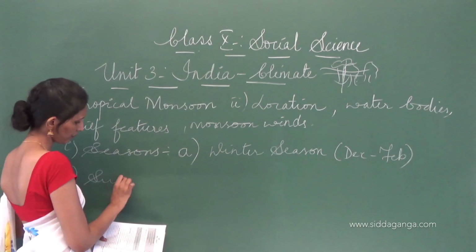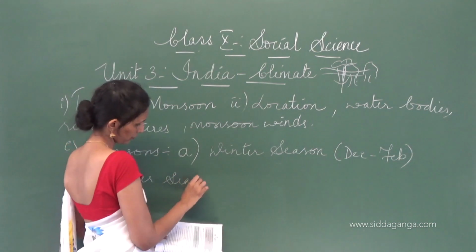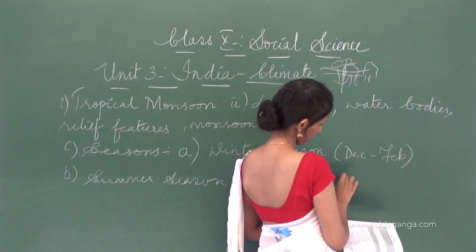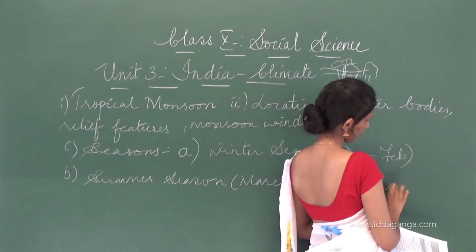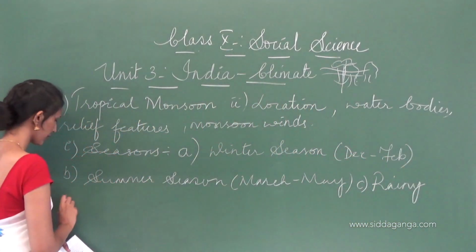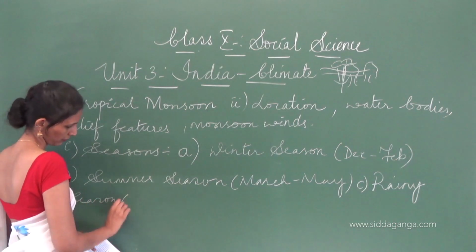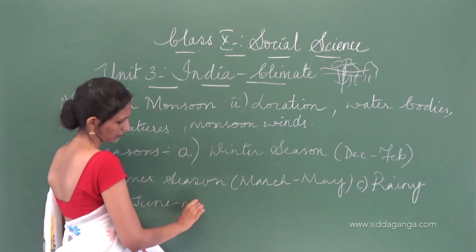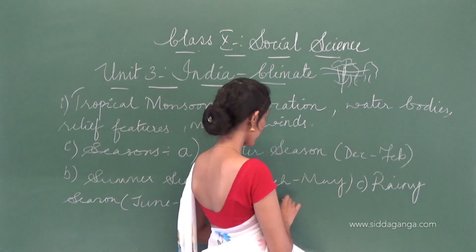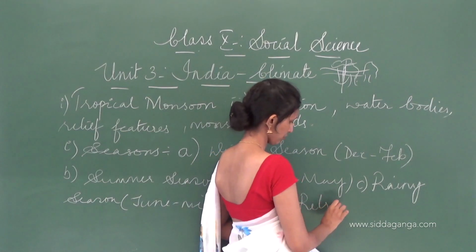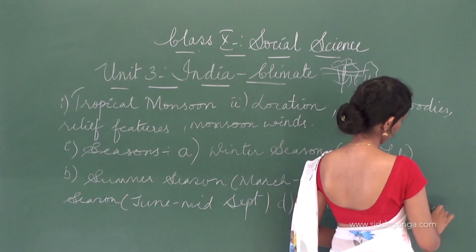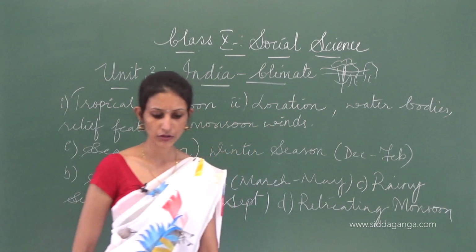The summer season, this is from March to May. The rainy season, okay, the rainy season, June to September, mid-September. And the retreating monsoon. This is from mid-September to November.